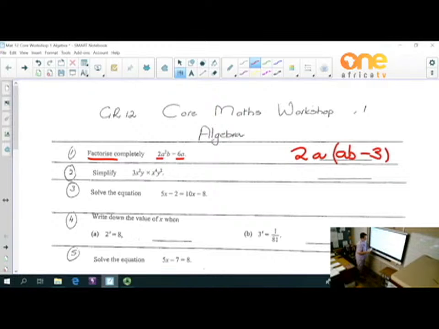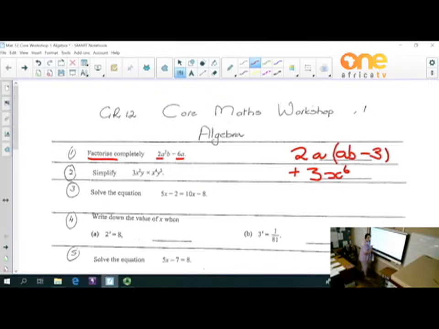Both should be there. Question 2 says simplify. So that means now we're going to get the product. This is now the opposite operation here, so you multiply the signs. In this case, it's a positive. The number is 3. And now indices have different rules. You have to add your indices. So this will be x to the power of 6.